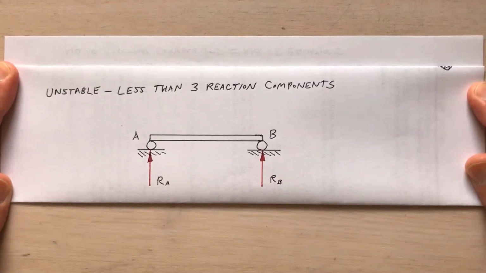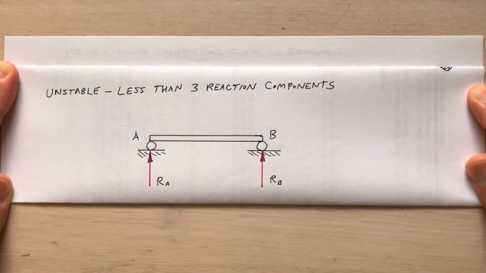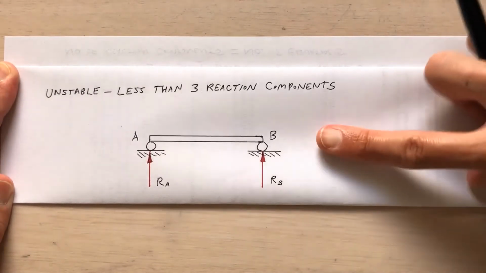Well, I want to tell you about determinacy and stability of a structure. So first, what does it mean to be unstable? This would be an example of an unstable structure because it's got less than 3 reaction components. You see at A, there's a vertical reaction component, and at B, there's a vertical reaction component. What if I give this a push?